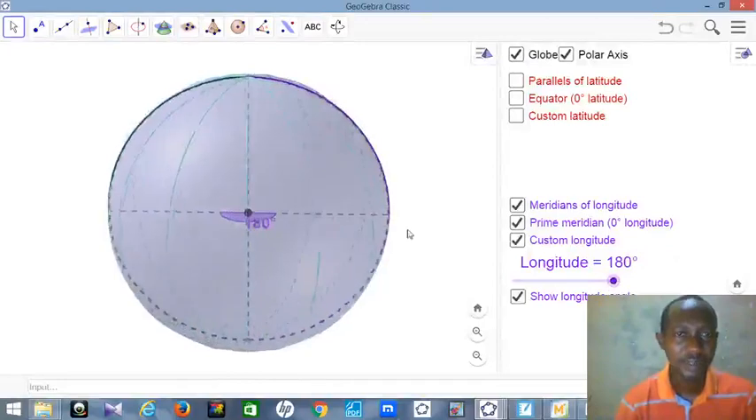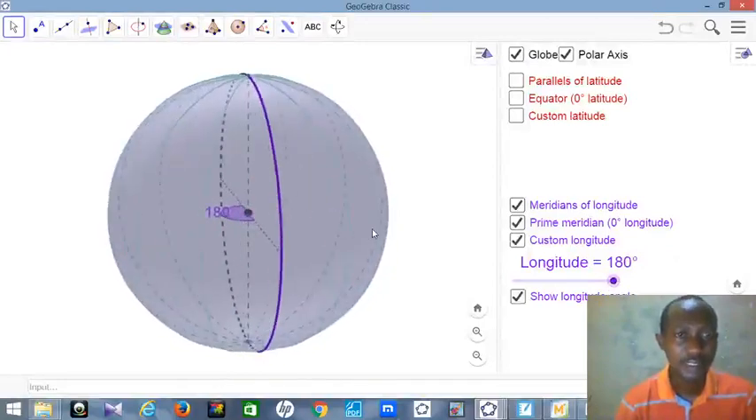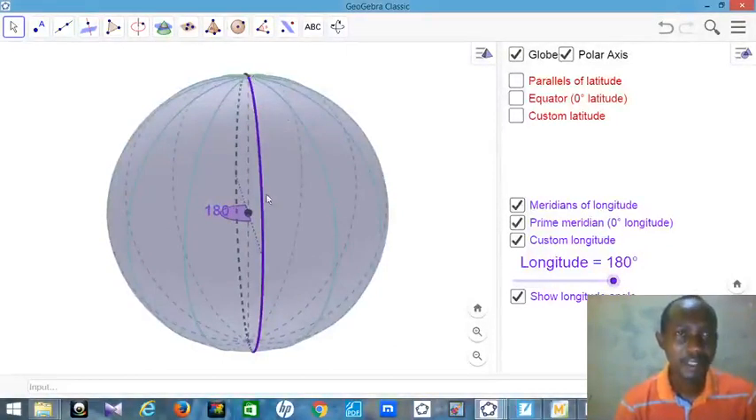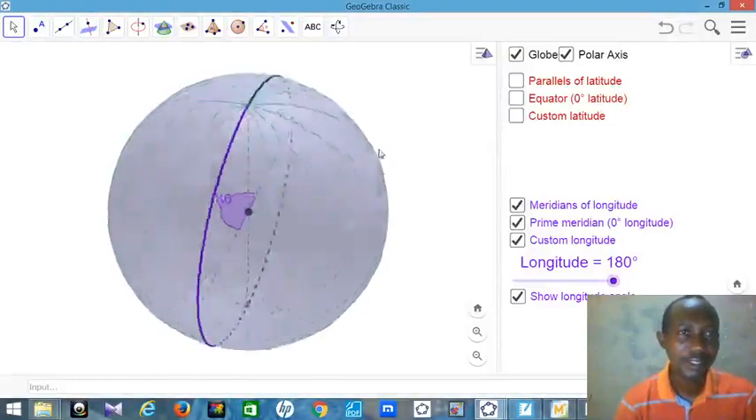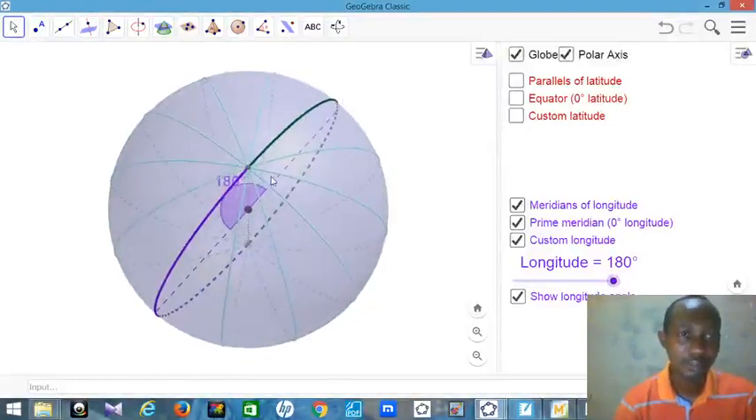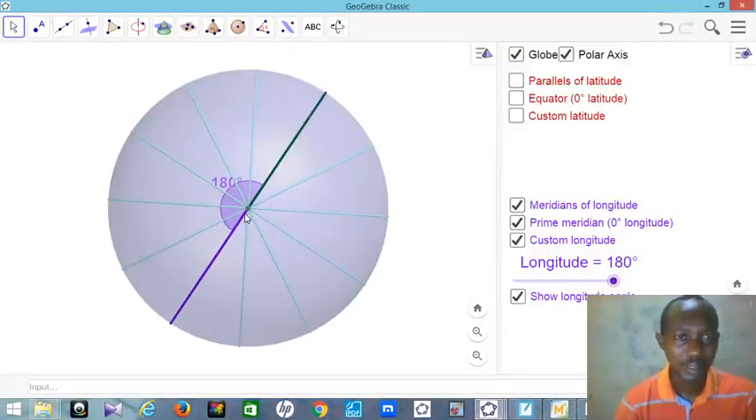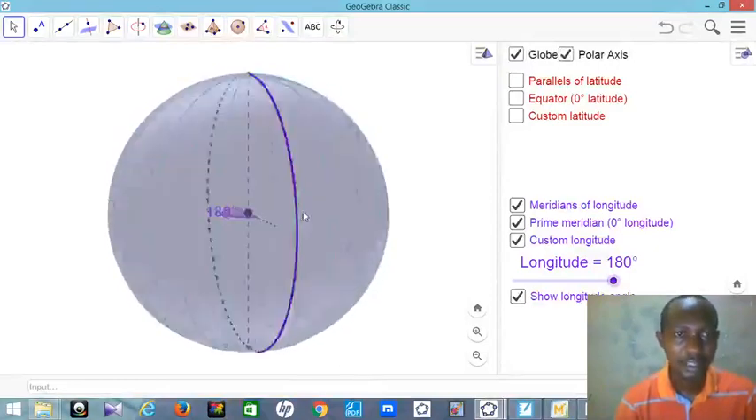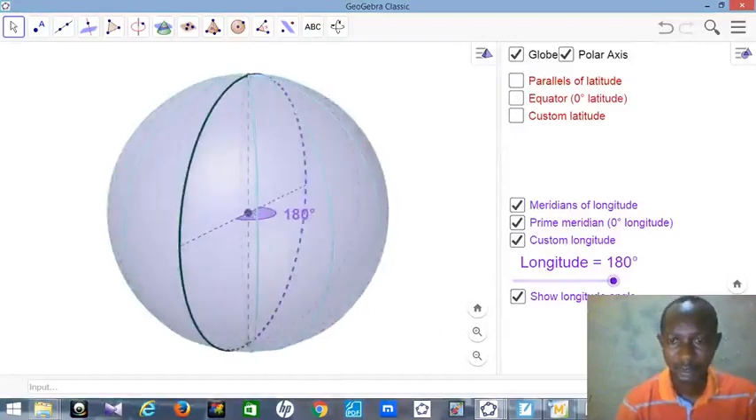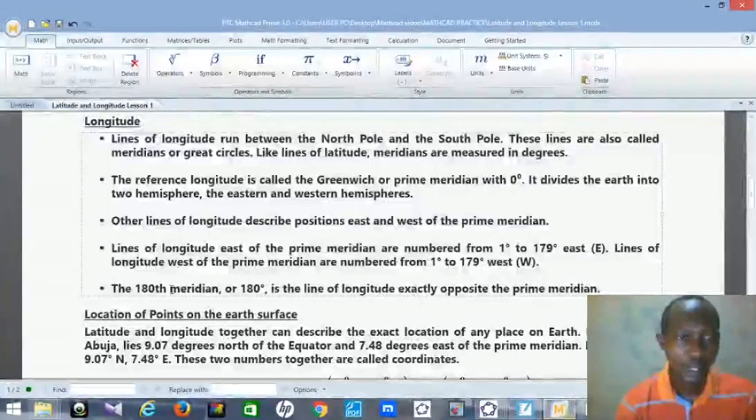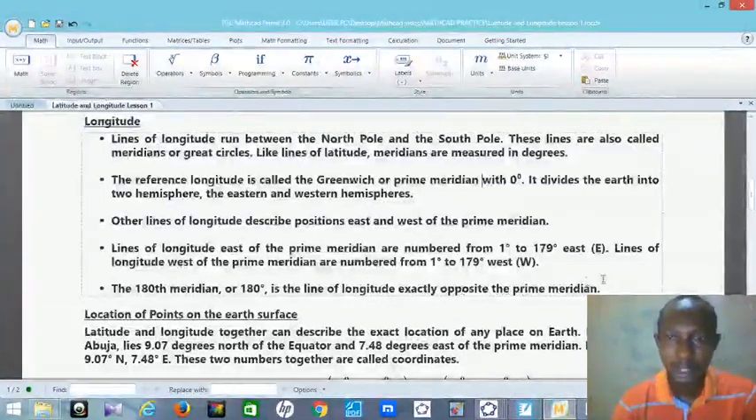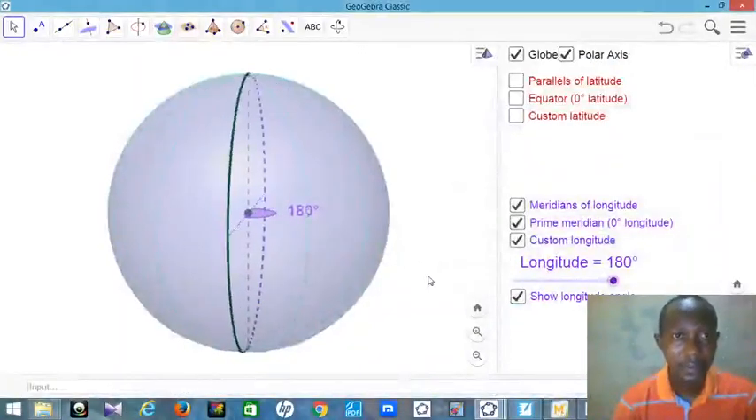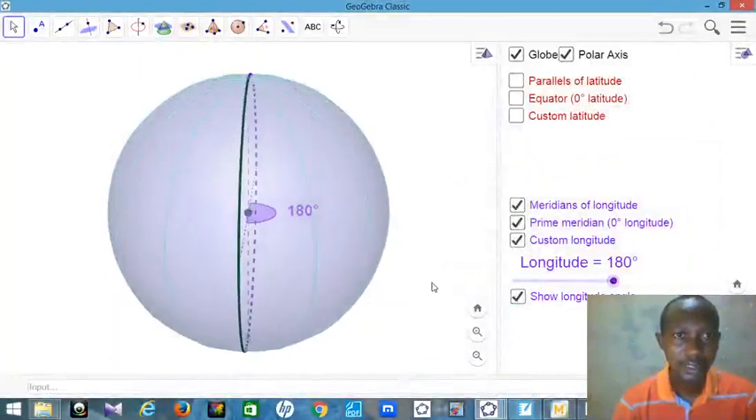You can see it. So the 180th degree is directly opposite the prime meridian. You can see it directly opposite, and they form a perfect circle that divides this sphere into two halves. See the prime meridian, then the 180th meridian, which is this. So it's directly opposite the prime meridian. So that is what this statement means by saying the 180th meridian, or 180 degree, is the line of longitude exactly opposite the prime meridian. So please take note of this. Meridians, you take note of them, are also called the great circle or the longitude.